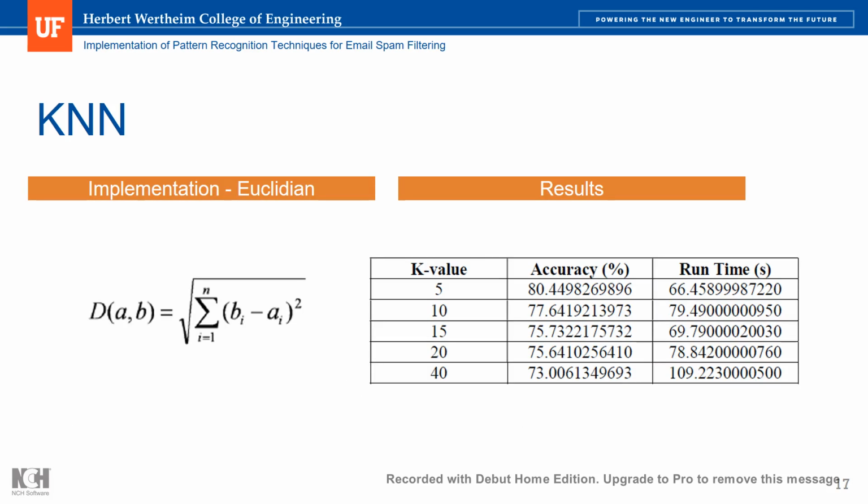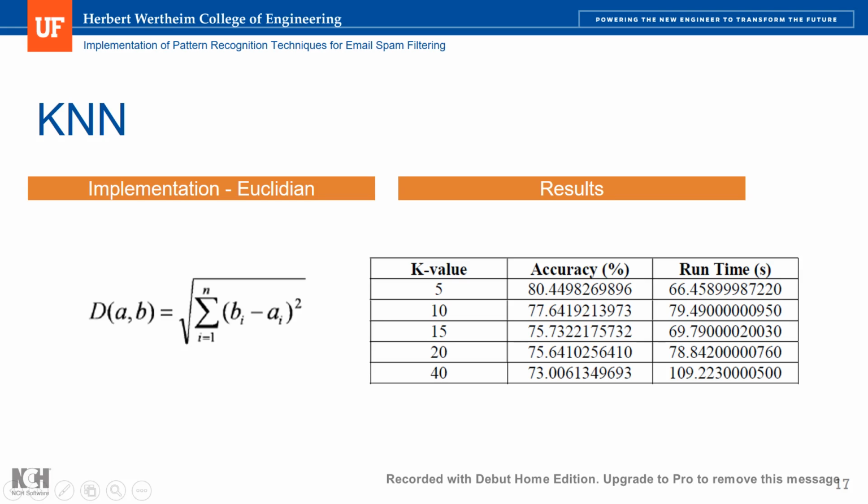As I said, this is the distance function that I have used. Euclidean distance is what I've considered. So that's the formula for calculating the distance. And this is the plot of the results for varying values of k. I have run the algorithm for k equal to 5, 10, 15, 20 and 40, and these are the corresponding results.